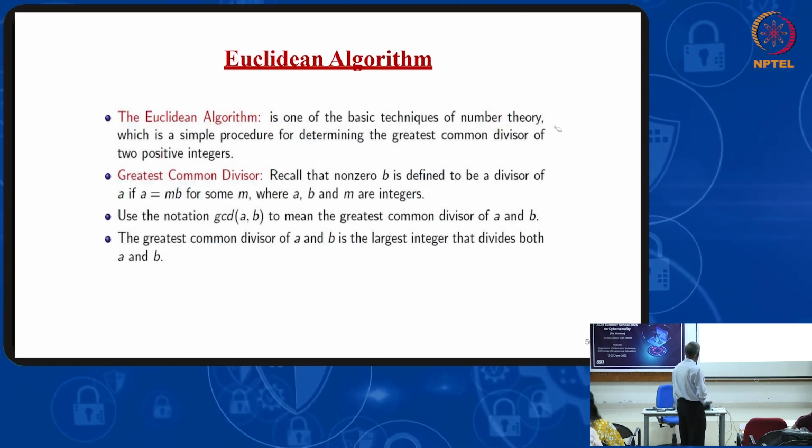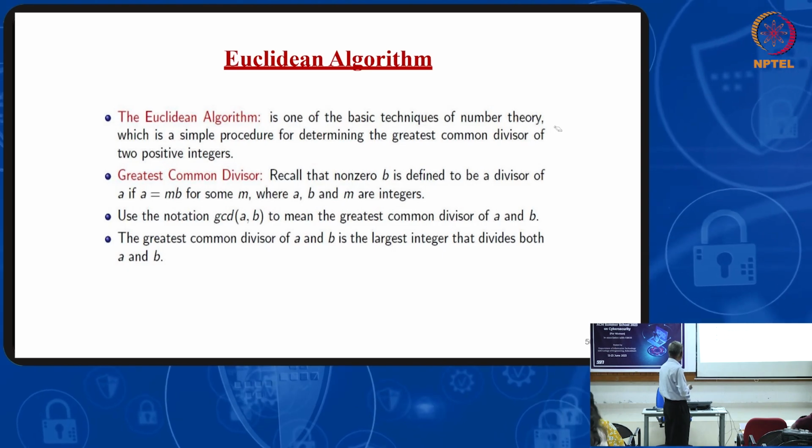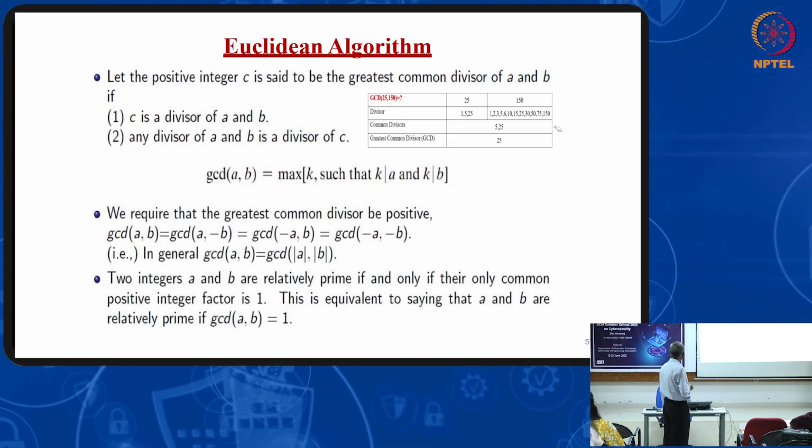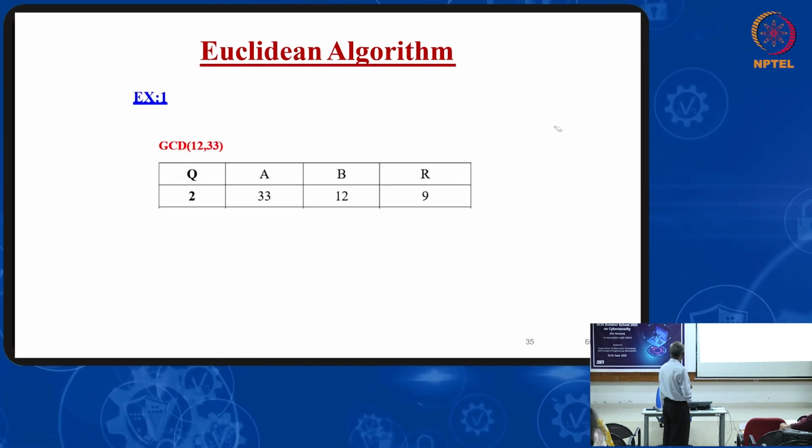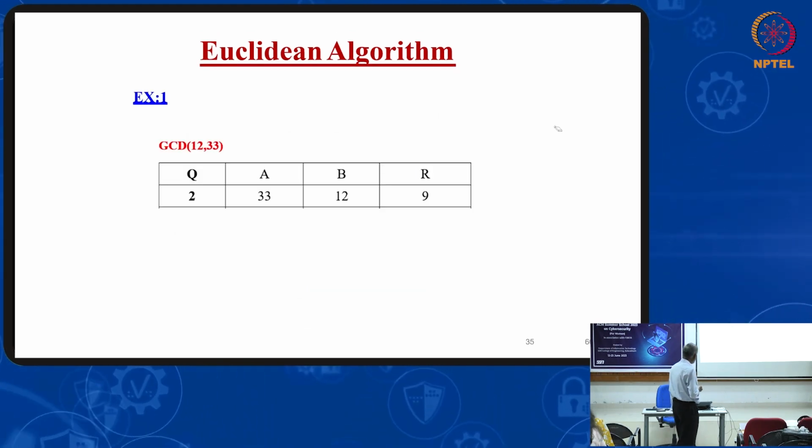The Euclidean algorithm is used to find the greatest common divisor between two numbers. The Euclidean algorithm works like this.